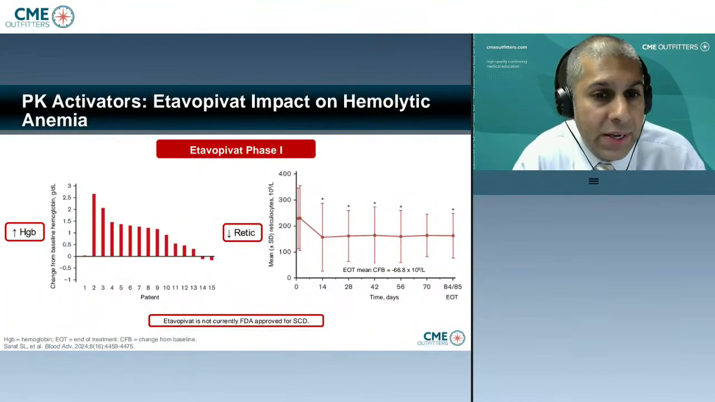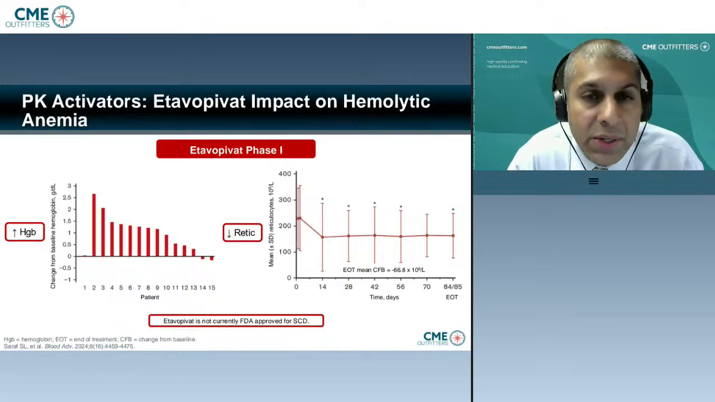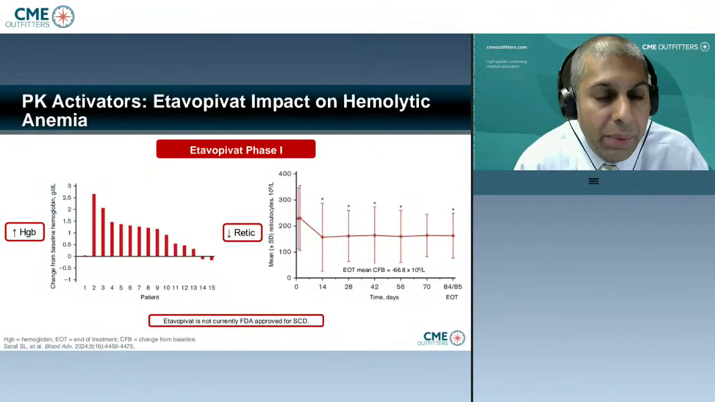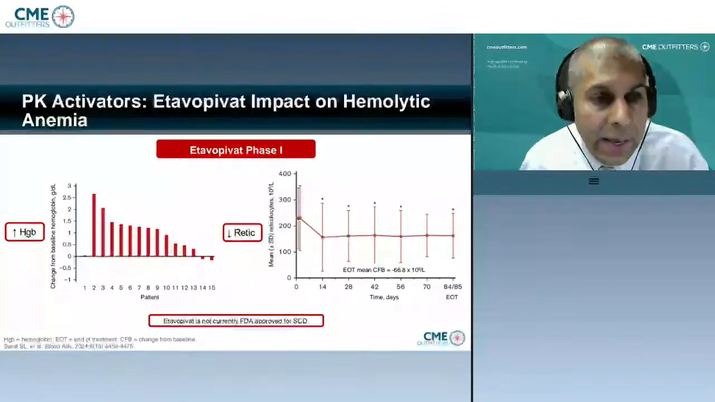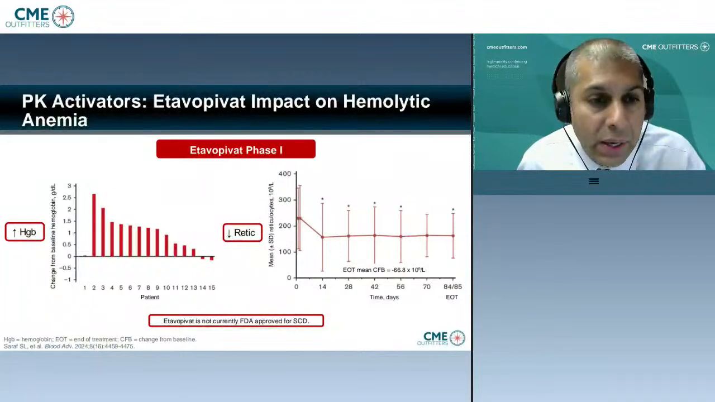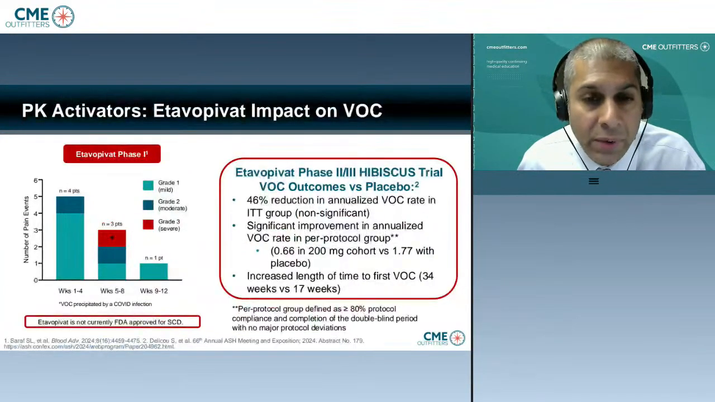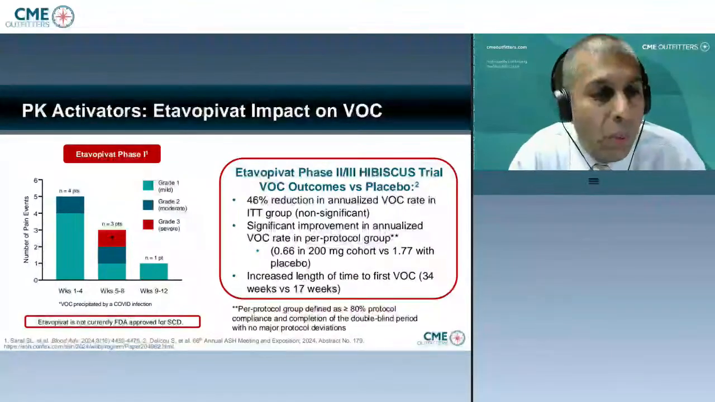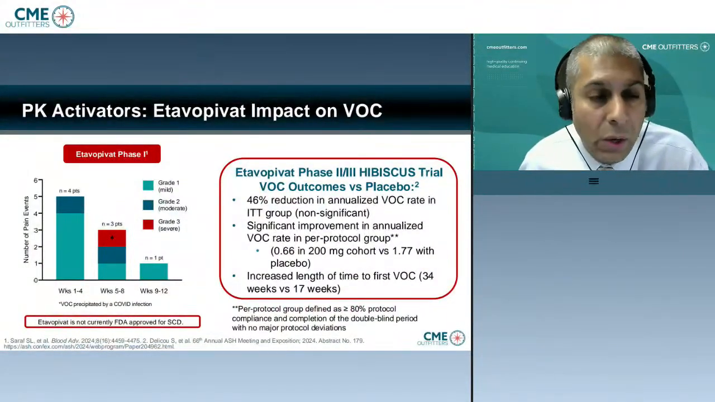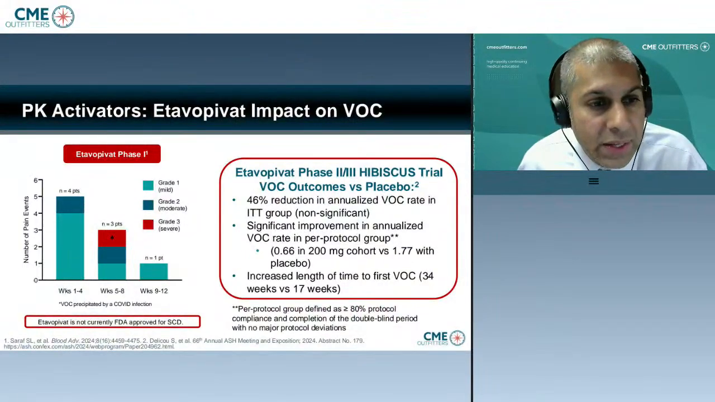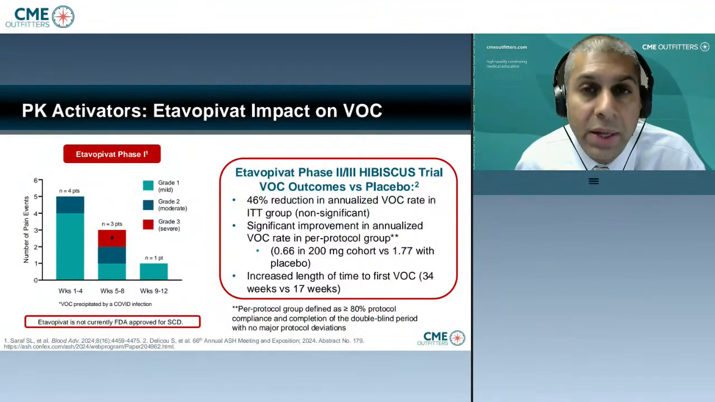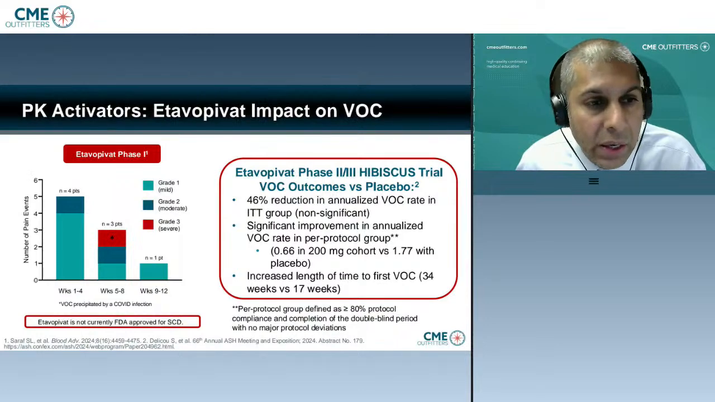And the clinical data does tend to support this. So this was the etavopivat phase 1 study where patients were given etavopivat, and you could see that the hemolytic markers, the hemoglobin, all trend for the most part in a positive direction in those that were on etavopivat, while the reticulocyte count comes down, consistent with improved hemolysis. And also, when patients were on the etavopivat in the open label extension arm, you can see that the longer that they were on treatment, the fewer vaso-occlusive episodes they had.